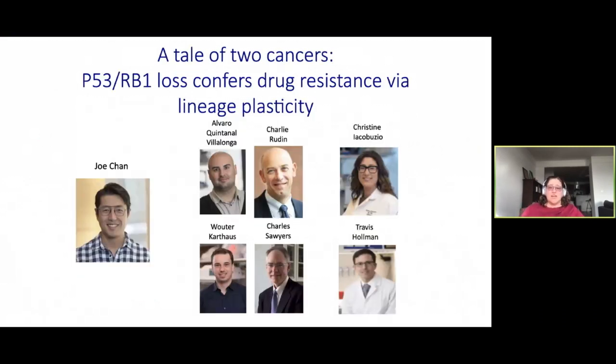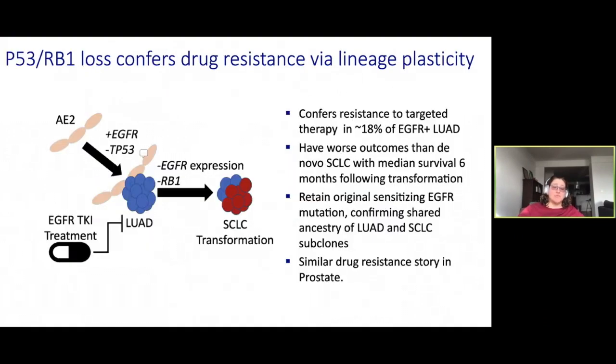And since we don't have much time left, I just want to finish with one very quick vignette. I won't tell all the details, but a story. But again, this story is led by Joe, a fellow in my lab, joint with Charlie Rudin. And this is an entire wonderful team of people. Charlie and Alvaro in his lab, Charles and Wouter in his lab, also Chris and the wonderful rapid autopsy resource, Travis and his magic with multiplex imaging to really understand the drug resistance, again, via lineage plasticity.